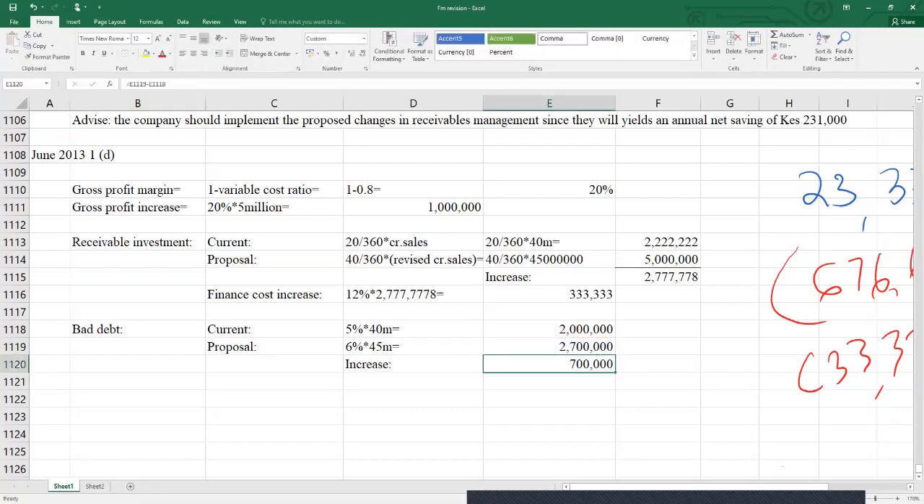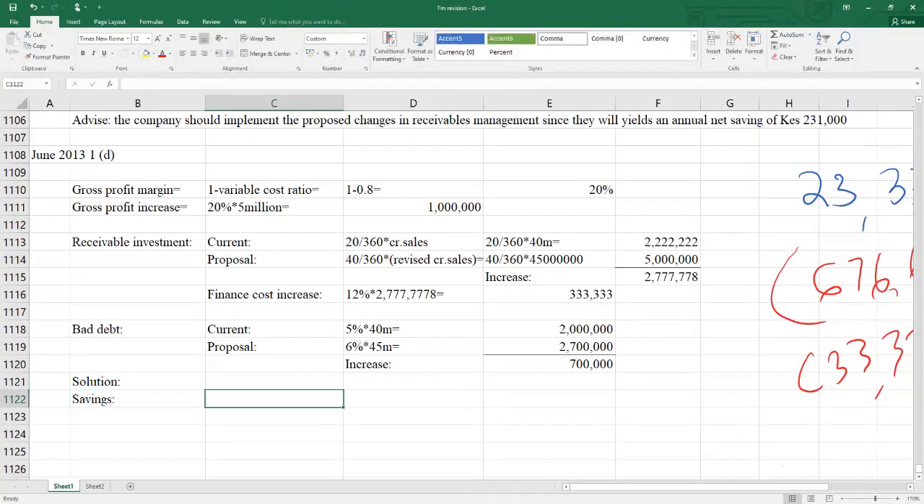Anything else in the workings? I think you're done with the workings. Sales have increased, the bad debt ratio, and that is it. So we can therefore present our solution in a quote, so we can make savings.